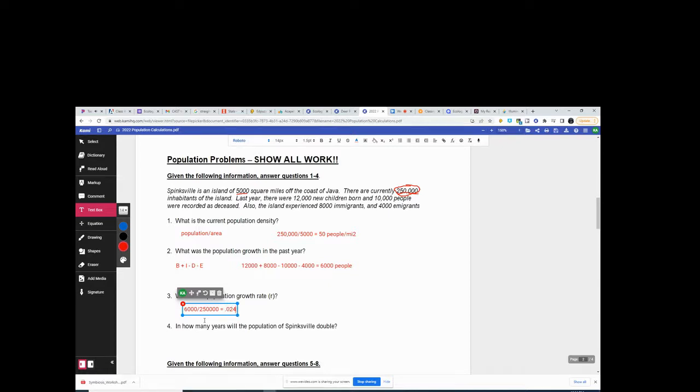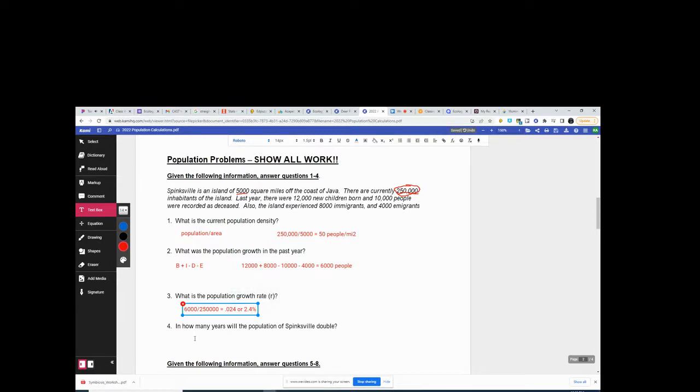0.024. But remember, to turn that into a percent, we're going to move that decimal 2 places to the right. So it's going to move over once, twice. So it's 2.4%. The growth rate of Spinksville is 2.4%.